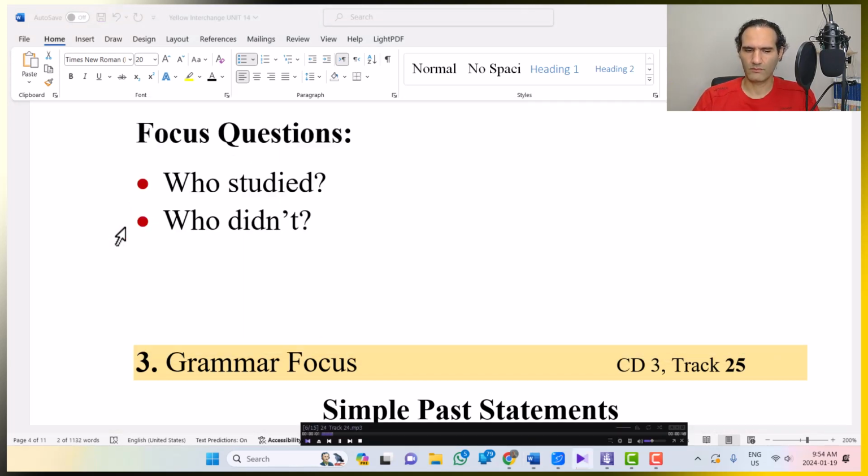Page 92. Exercise 2. Conversation. Did you have a good weekend? Listen and practice.